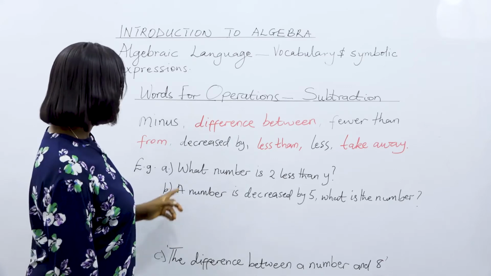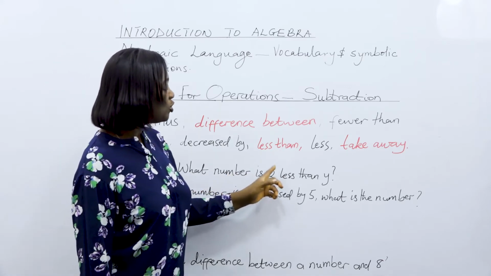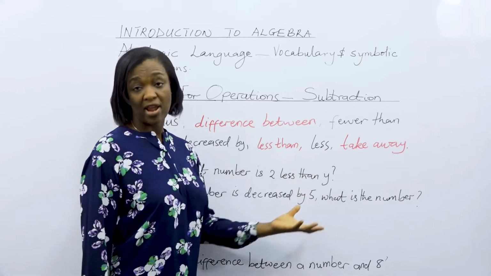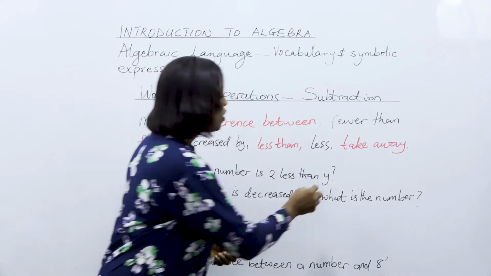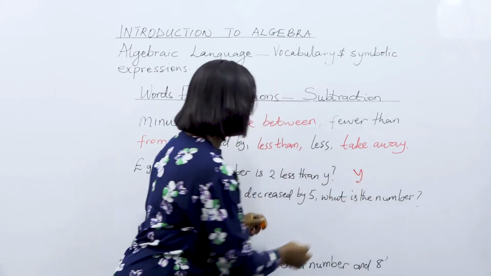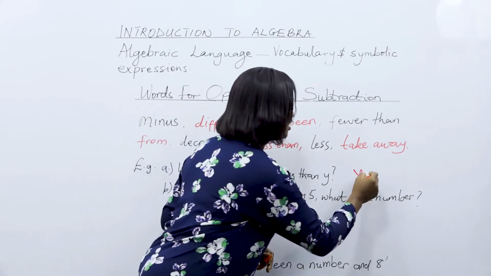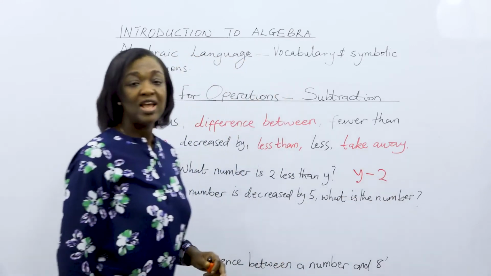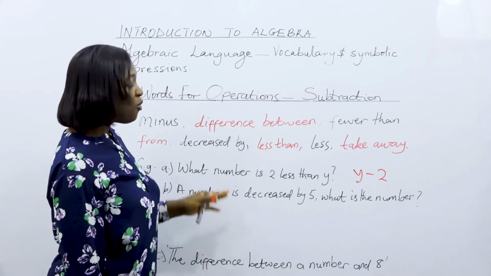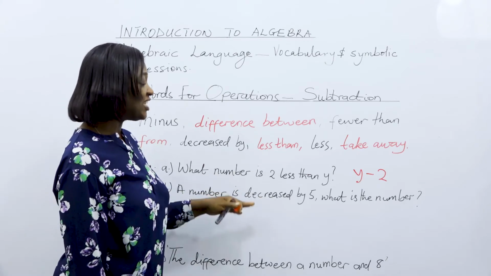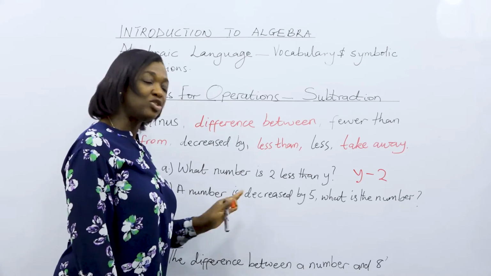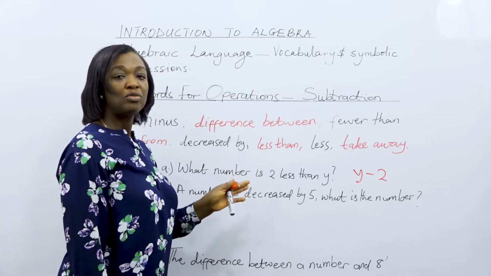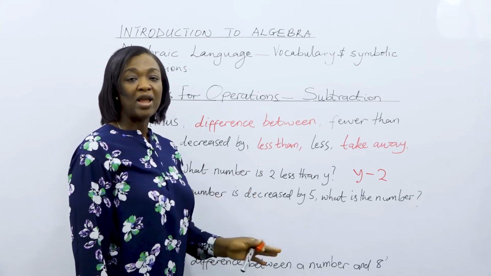For example, what number is 2 less than y? So, it's y, take away 2. That is different from what number is y less than 2. Y less than 2 will be 2 minus y.